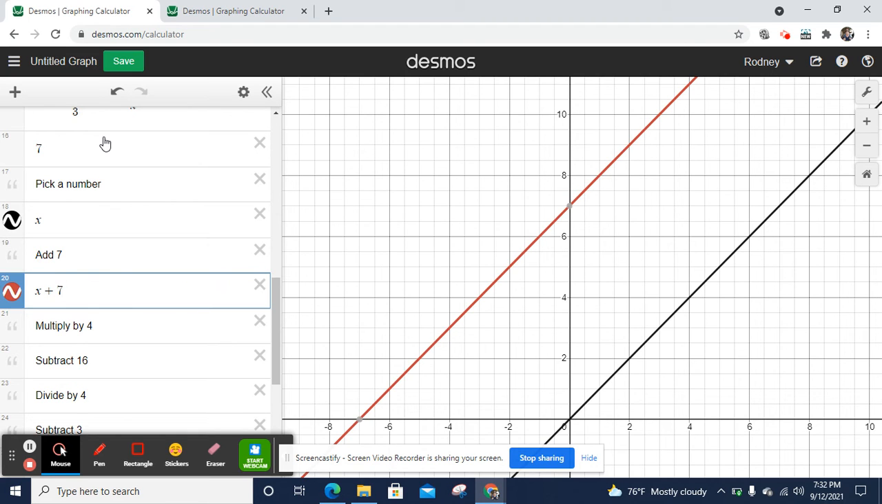We don't have to do any simplifying. Once again, our lines are parallel, but it's been elevated up, so it goes through 0, 7 instead of 0, 0.